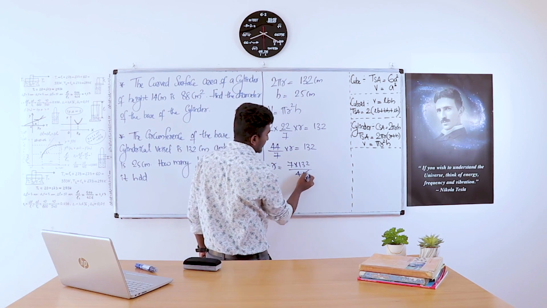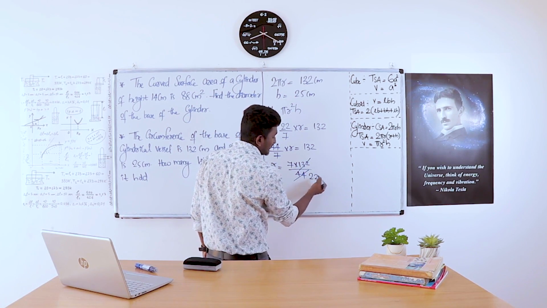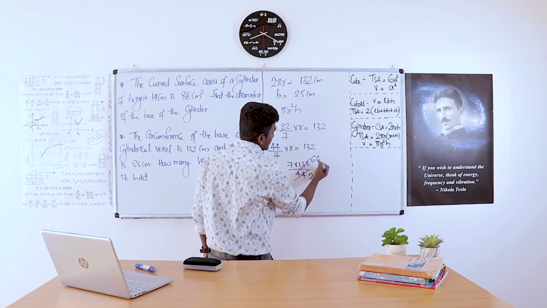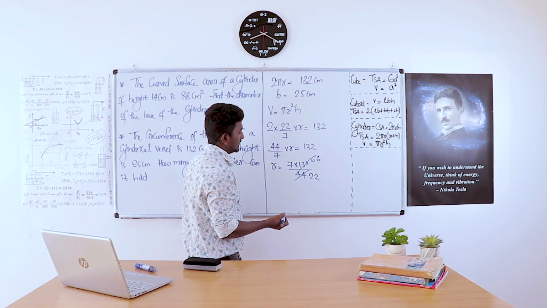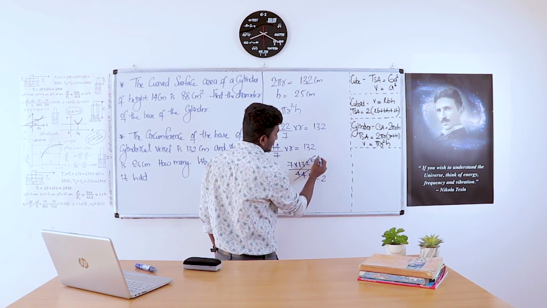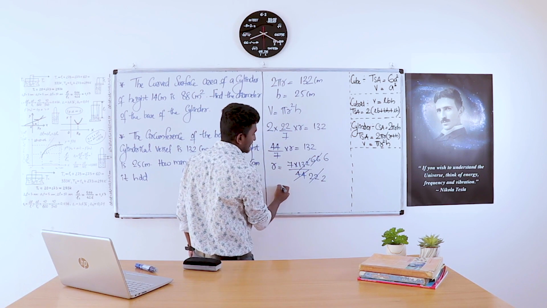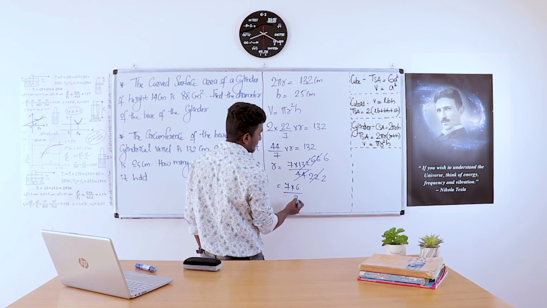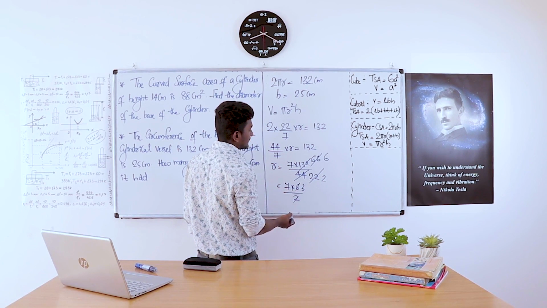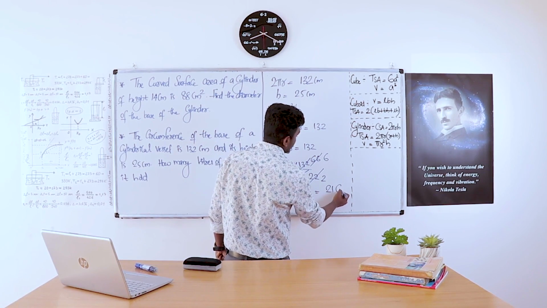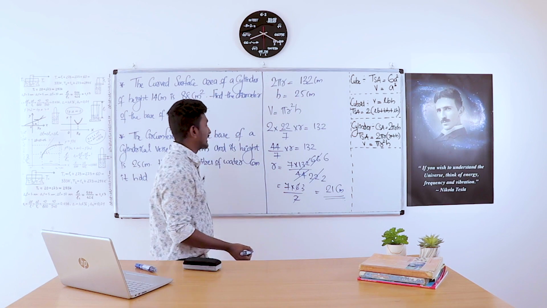Now we can simplify this, 44 and 132. It becomes 22 divided by 2. 132 divided by 2, 66. Okay, clear? Okay. Now divide it by 11. 11 into 2, 22. 11 into 6, 66. Now 7 into 6 divided by 2. What is 6 divided by 2? 6 divided by 2 is 3. So what is 7 into 3? It is 21. So the radius is 21.